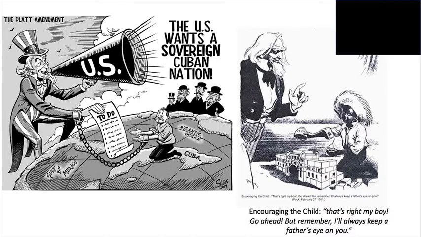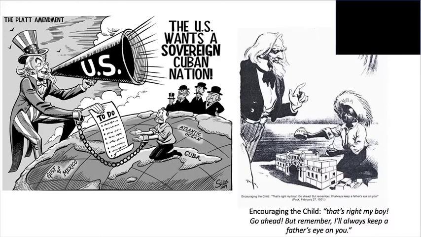Here are some political cartoons that kind of give you an idea of what the Platt Amendment means. As you can see, the Platt Amendment, the U.S. wants a sovereign Cuban nation. So again, when you call it a sovereign Cuban nation, it means that you want to give Cuba the authority to rule itself, that you view it as an independent nation, right? But in fact, although we say we want Cuba to be sovereign, that we want Cuba to be in charge of itself, if you look at the cartoon, that's not how Cuba is drawn, right?